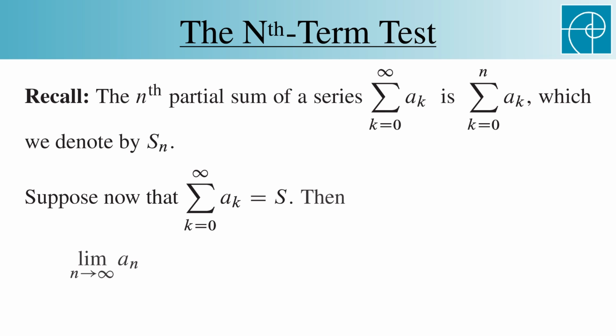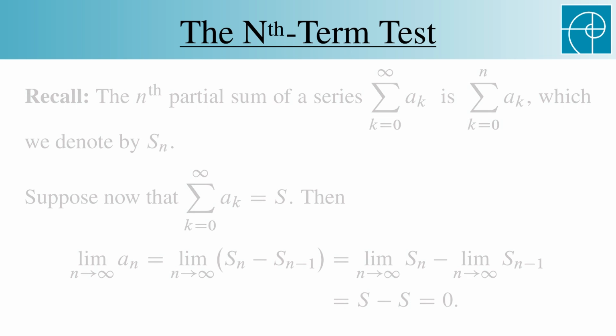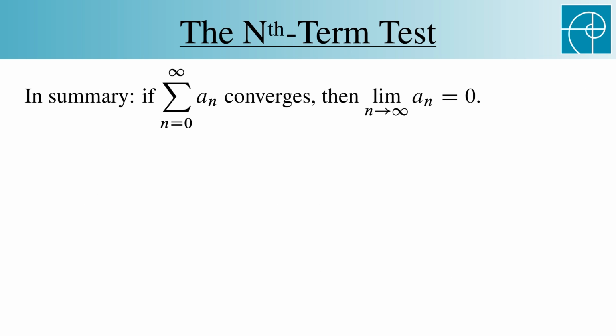Then the limit as n goes to infinity of a sub n is the limit of the difference between S sub n and S sub n minus 1. By the limit law for a difference, we can split this into two limits, since both of these limits exist. In fact, they both equal S, so their difference is 0. In summary, if the series converges, then the limit of the terms of the series equals 0.